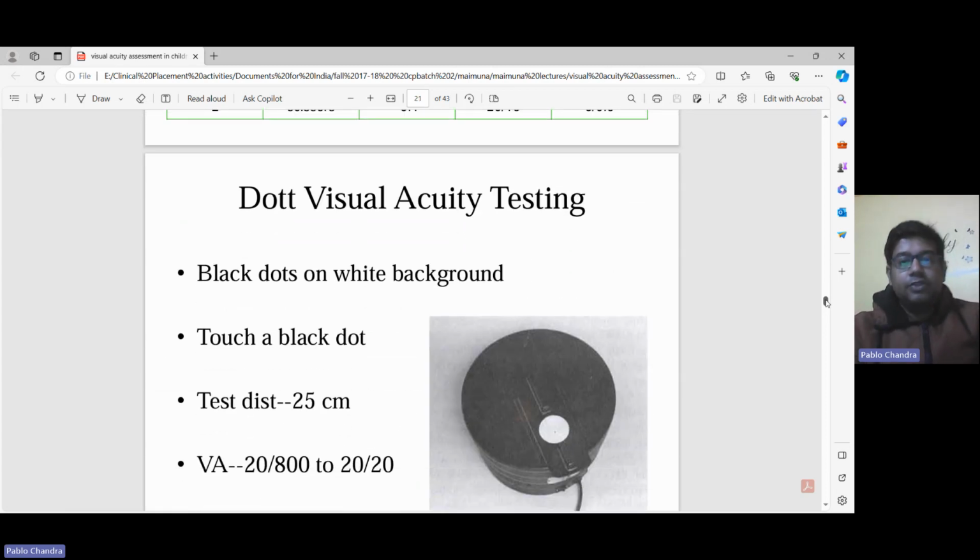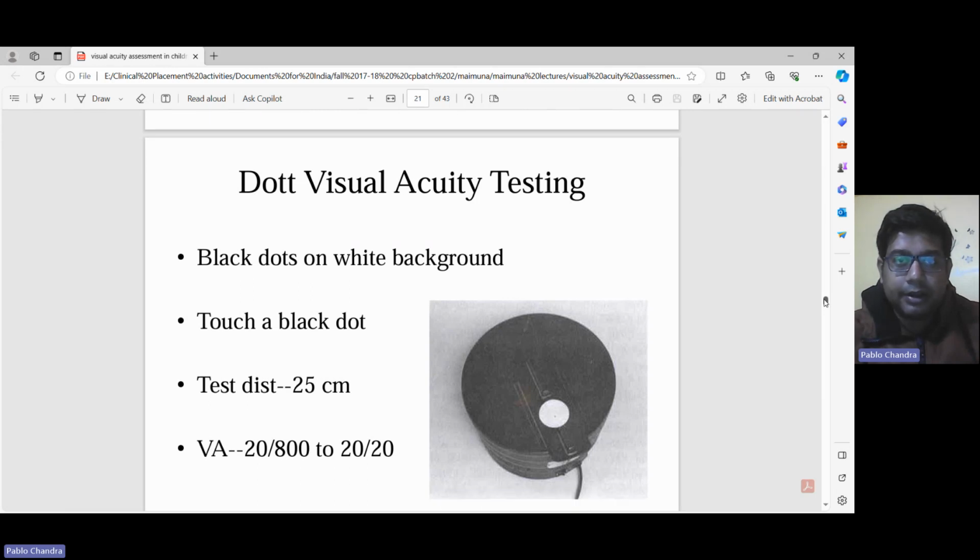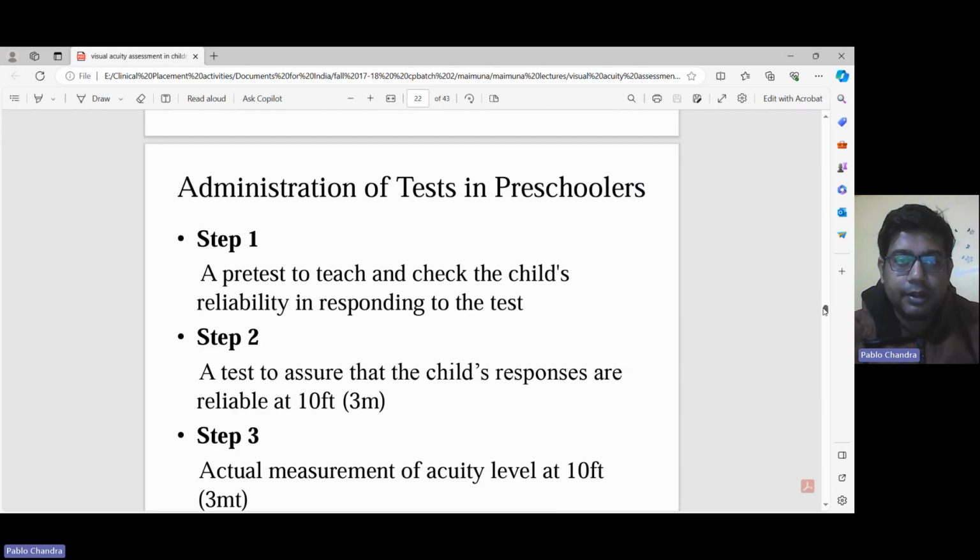Next one is dot visual acuity. There is a black dot on a white background, and we change this white background dot in various ways. The patient has to touch the black dot where it is. Test distance is 25. If the patient can touch it, then we consider it as 20 by 800, or 20 by 20.